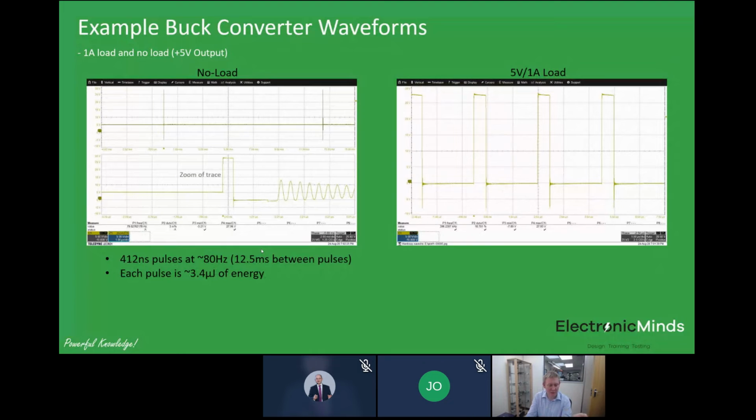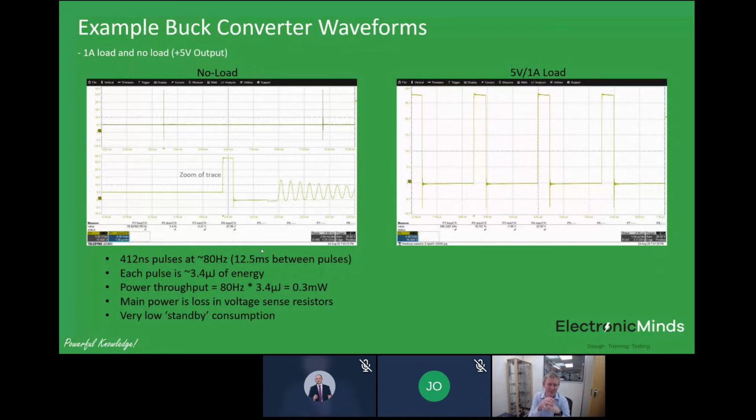So if you actually look, each of those pulses of energy is about 3.4 microjoules. So it sounds like a tiny amount of energy, and actually it is. The power throughput in that case is your 3.4 microjoules multiplied by 80 hertz. So we're transferring about 300 microwatts of power through to the output. But remember, on the output, we don't have any load. So actually the power you're seeing there is really just bias loss in the system and probably the output current drawn by your sense resistors.